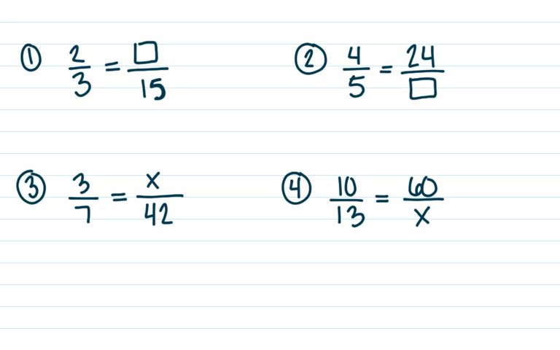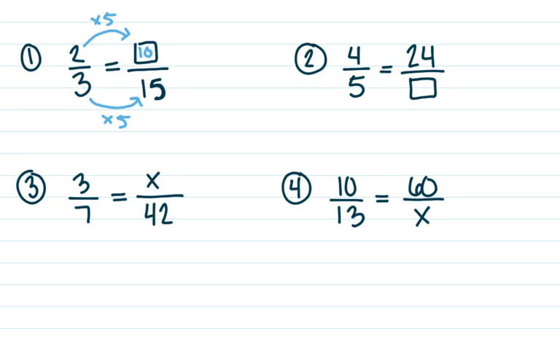So what we're going to do is ask ourselves, what do I do to 3 to make it become a 15? Well, to get 3 to become a 15, I have to multiply by 5. If I multiply by 5 up here as well, I will get the equivalent ratio for that 2/3. So 2 times 5 is 10. So my missing number up there is a 10. My equivalent ratio that I was looking for was 10/15.